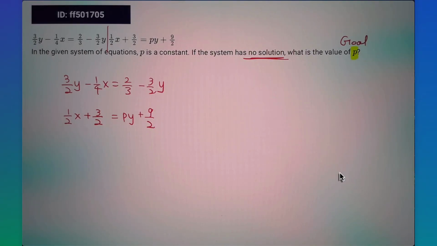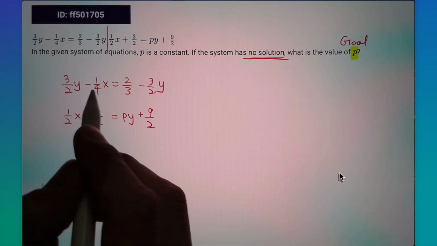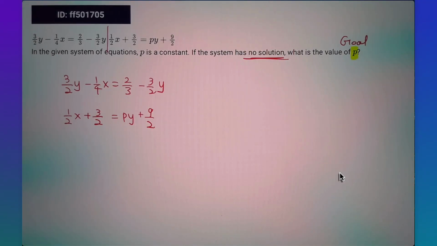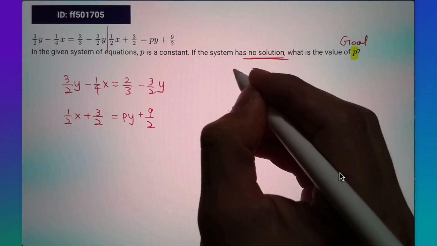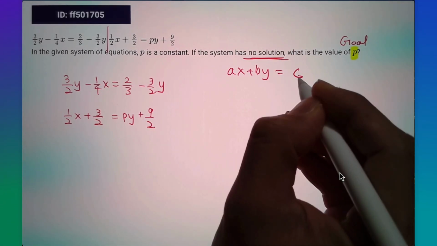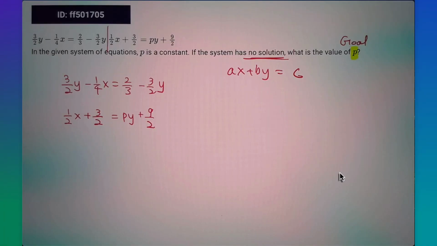Okay, so looking at the equations, since we have x and y here, I'm going to try to write both the equations in standard form of linear equations. Just to keep in mind, the standard form of a linear equation looks like ax plus by is equal to c, where c is a constant.